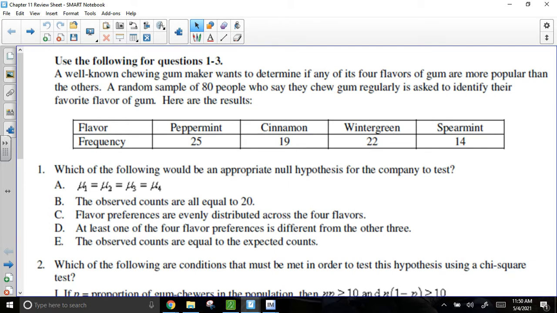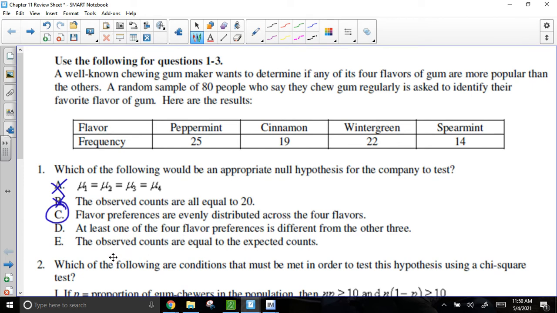The problem with A, even though they're saying they're all equal to each other, they're using the mu symbol. We don't want to say the mu symbol. We don't want to say anything about observed counts for the null hypothesis. So that wouldn't be the correct one either. It says flavor preferences are evenly distributed across the 4 flavors. I'm thinking that sounds pretty good to me, because if I'm trying to see which one is higher, I would want to assume that they're all the same. And I like that it talks about a distribution, evenly distributed.